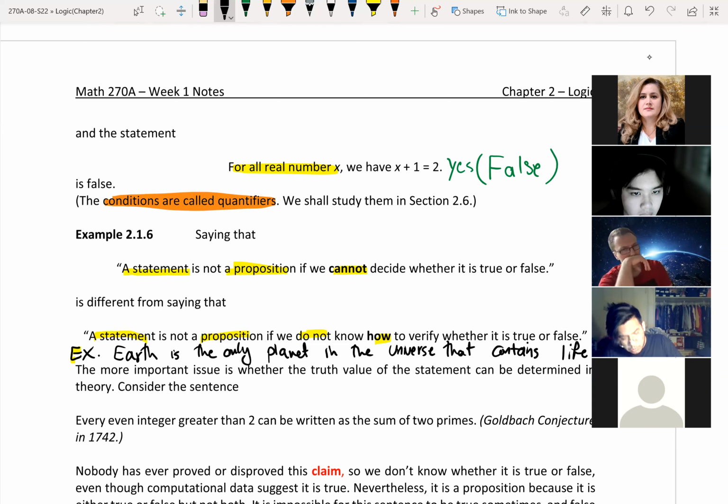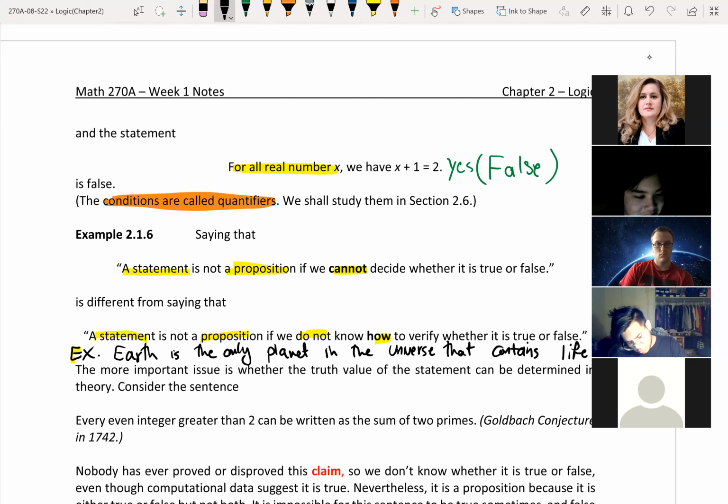Okay, so you're making a claim which somehow, somewhere, someday is going to be proved either true or false. If you or me or anyone at this time doesn't know whether this is true or false, you still agree this is a proposition. Yeah, this is a proposition, but right now I don't know whether it's true or false.